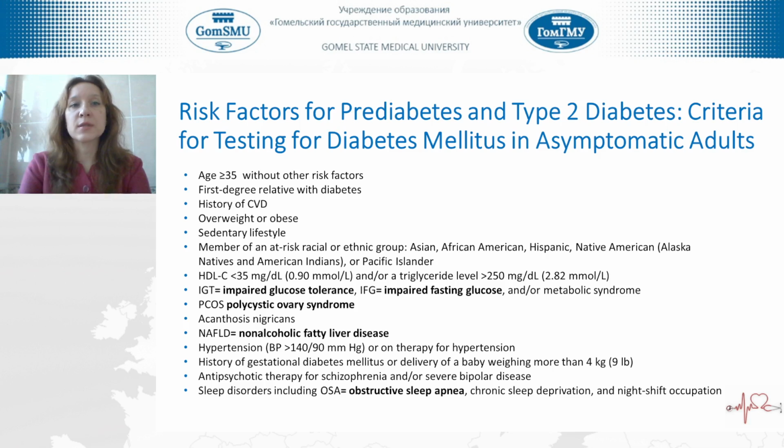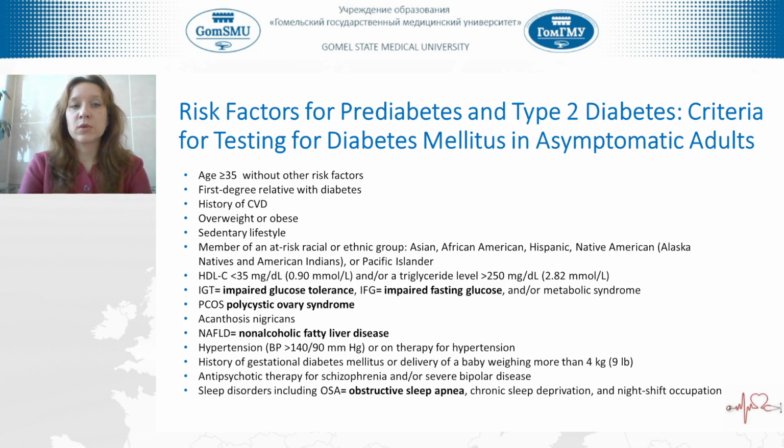These are the criteria for testing for diabetes mellitus in asymptomatic adults. The risk factors are: age of 45 or more without other risk factors, first-degree relative with diabetes, history of cardiovascular disease, overweight or obesity, sedentary lifestyle, a member of an at-risk racial or ethnic group: Asian, African American, Hispanic, Native American, or Pacific Islander.